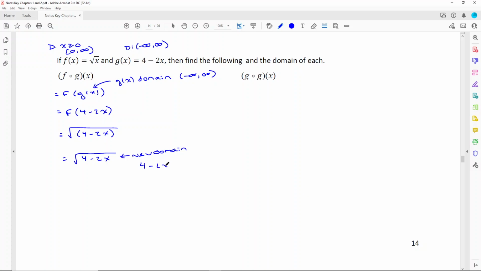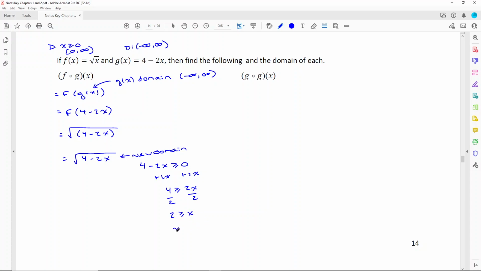So 4 minus 2x has to be greater than or equal to 0. Now you can either add 2x if you don't want to flip your inequality sign, or move everything over. I'm going to add 2x to both sides. I get 4 is greater than or equal to 2x. Then I'm going to divide by positive 2 so I don't have to flip my sign. And I get x is less than or equal to 2.